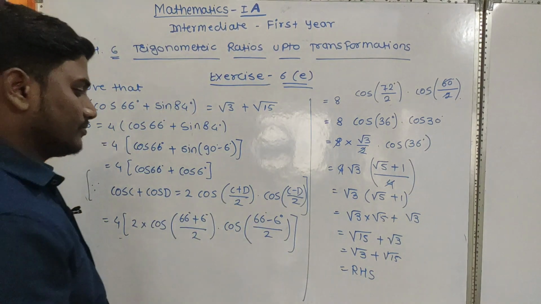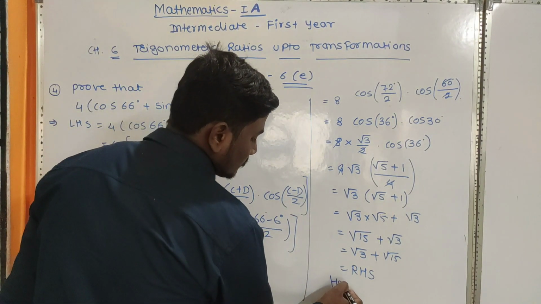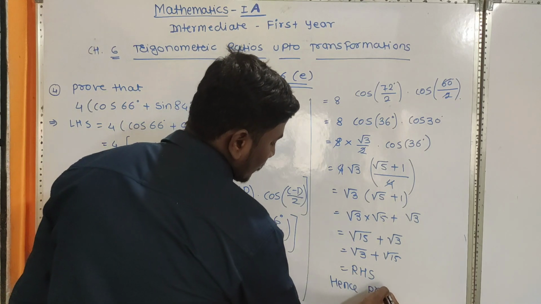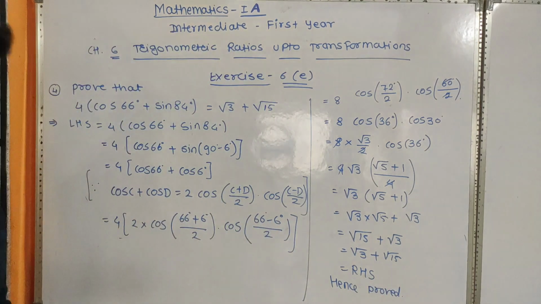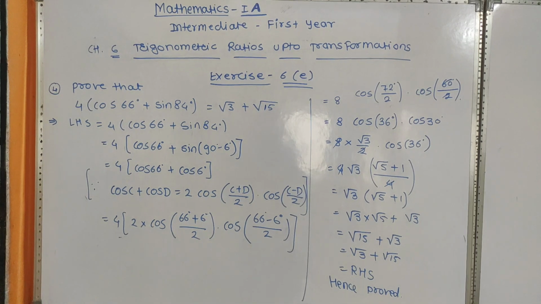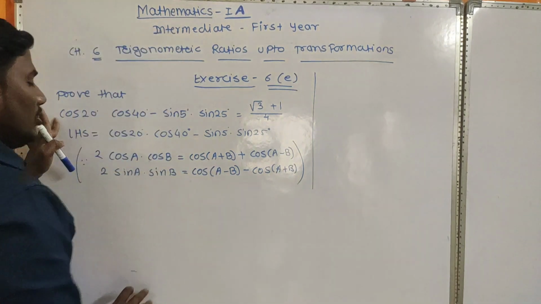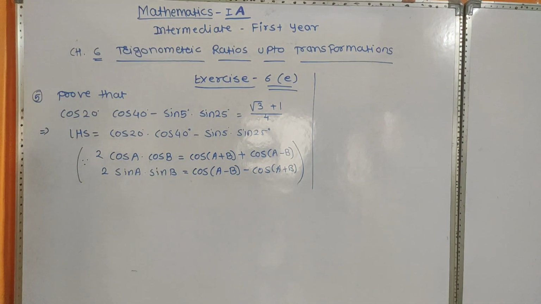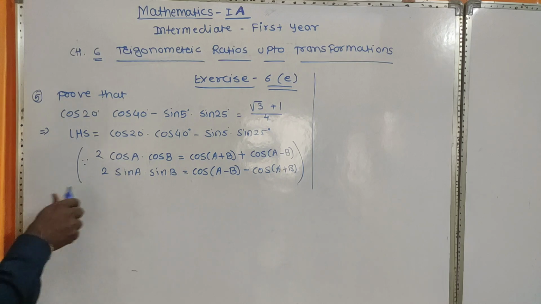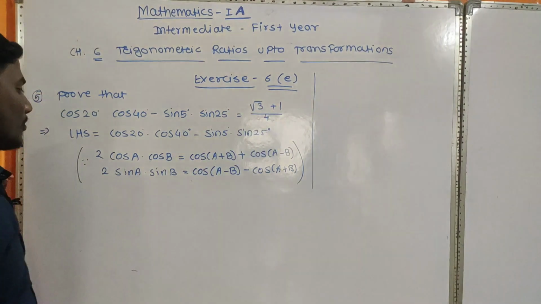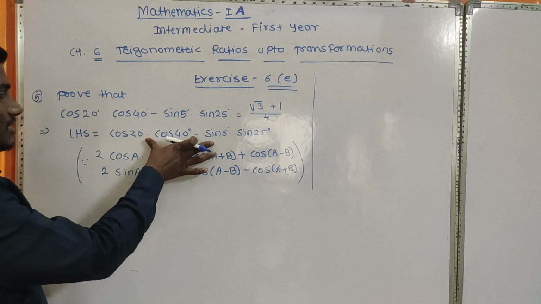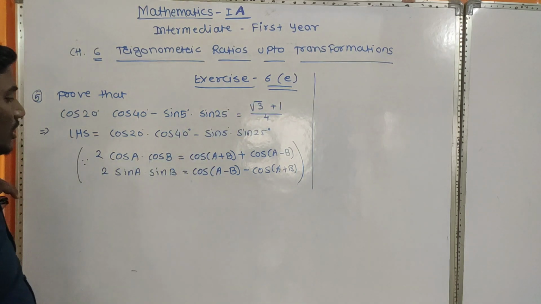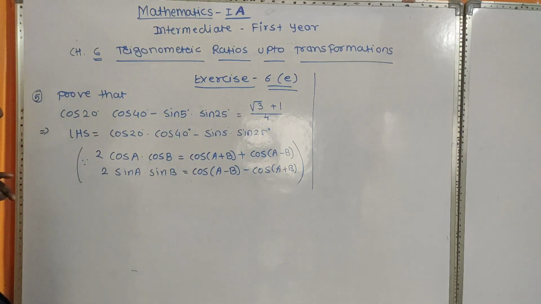Is it clear? Cos 20 degree into cos 40 degree minus sin 5 degree into sin 25 degree is equal to root 3 plus 1 divided by 4. So we take LHS and prove RHS. So you can use these defactorization formulas.